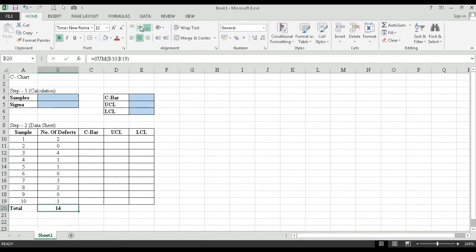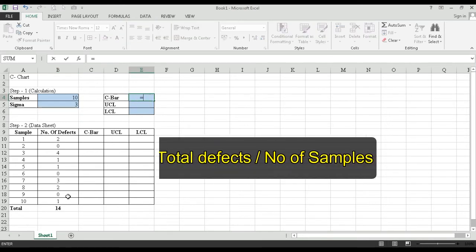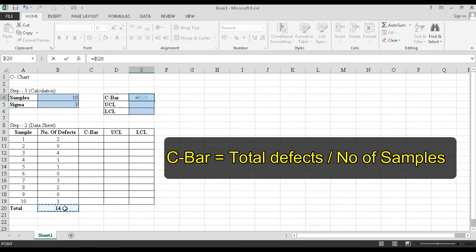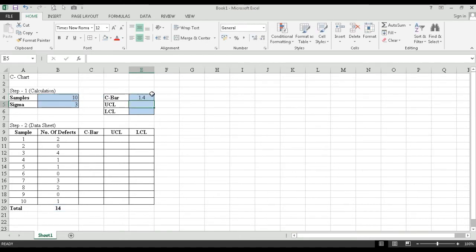Total number of defects is 14. So for C bar, I have a total of 10 samples. So here 10, and I will take sigma 3. So C bar is the total number of defects divided by samples, which is 1.4. So I will put C bar here, fix this column, and drag until last.